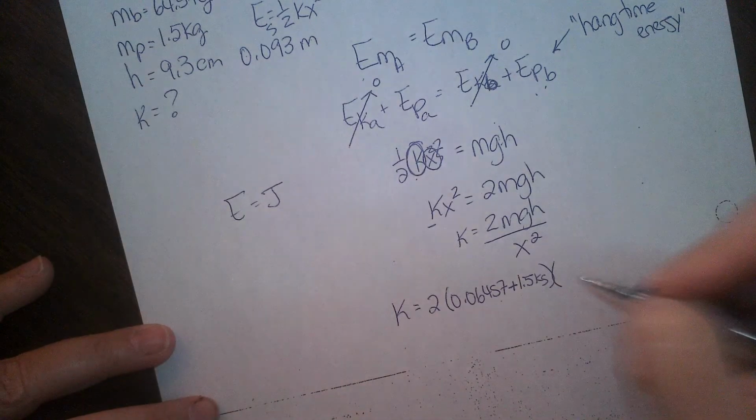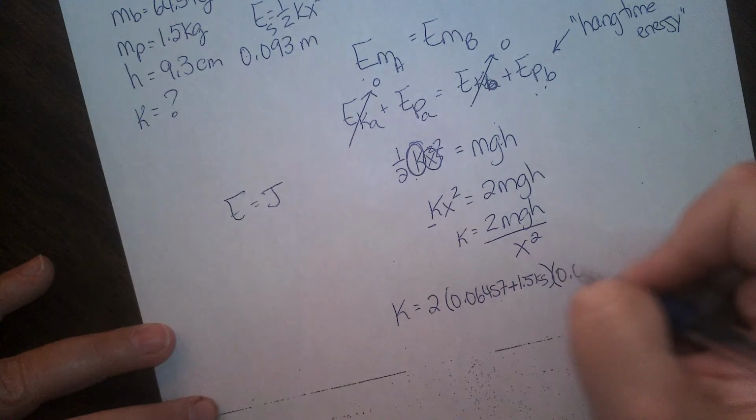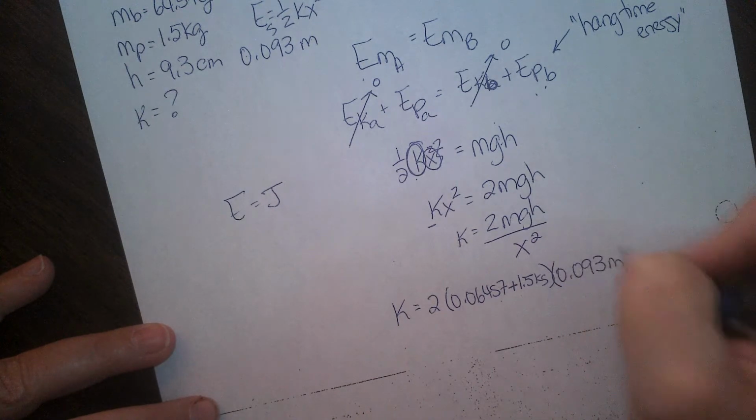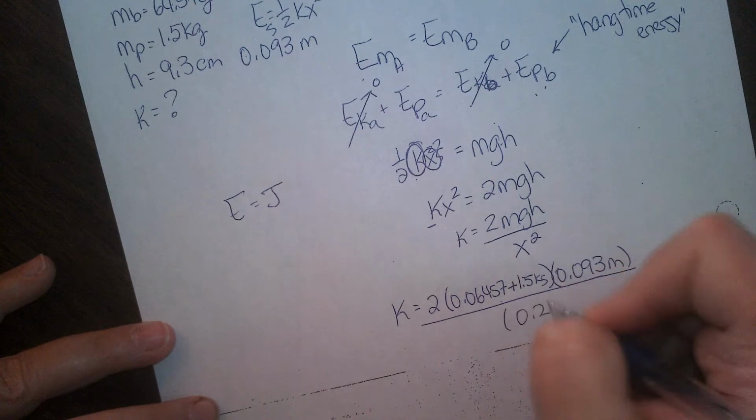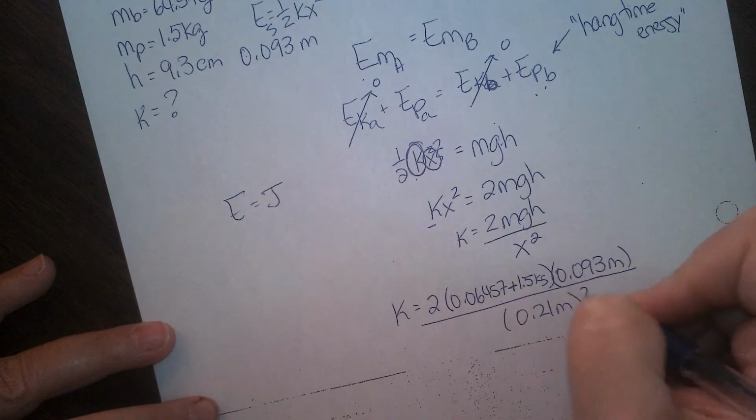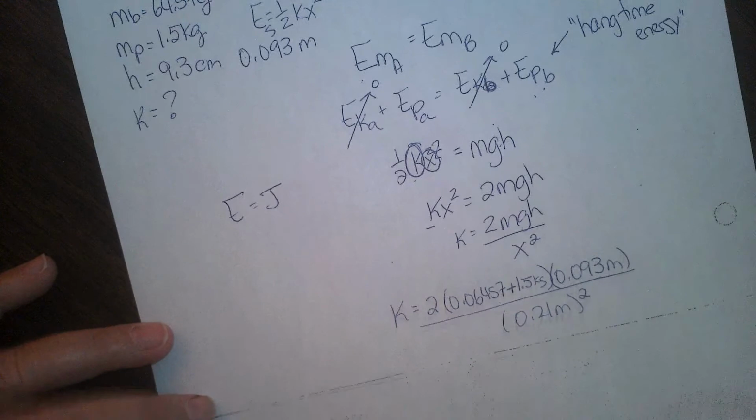And then my h, my height, 0.093 meters. And then I'm going to, yep, and then my 0.21 meters. Don't forget to square.